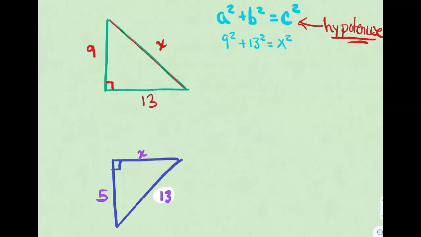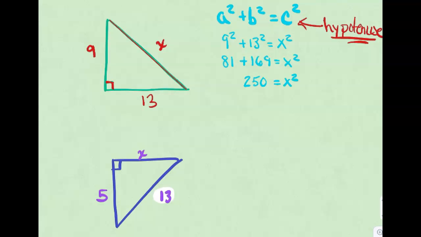So now I'm going to simplify the left-hand side. So 9 squared, 9 times 9 is 81. 13 squared would be 169. And now before I can solve for x, I have to add those together. So we get 250 equals x squared.